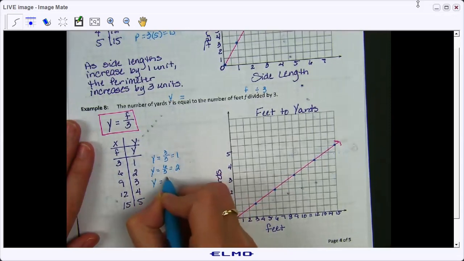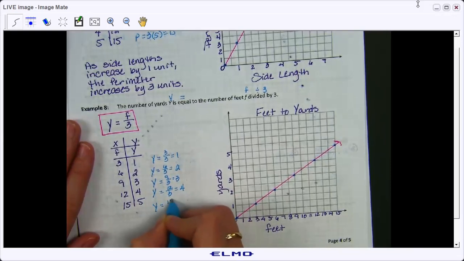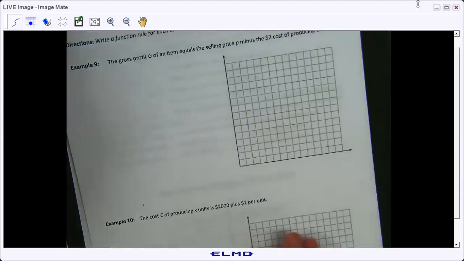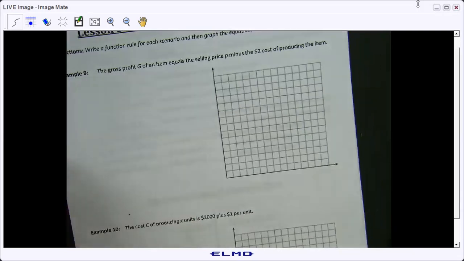Any questions? All right, let's look at the next one. Let's go ahead and go to page 5. This is what I want you to do for this one, and then we're going to do number 10 together. That one can be a little bit tricky.